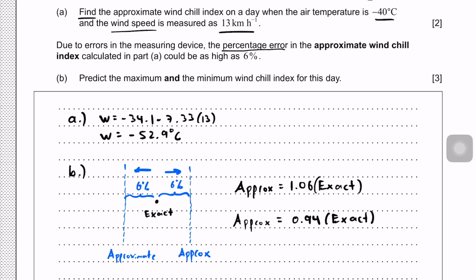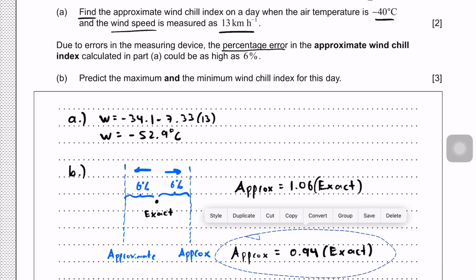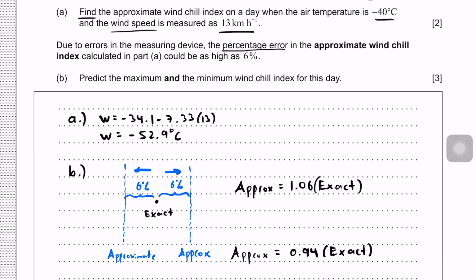And so what can we do? I guess we could give these variables. We could call this A and E. The approximate value equals 1.06 times the exact, if it's 6% higher, or it could be 6% lower, only 94% of what the exact is. And we know what the approximate value is, so let's fill this in a little more. I'm going to move this down here. That's okay. Let's fill this in. We know our approximate value was negative 52.9, and this is 1.06, and this is our exact. I guess we could give this a variable. Let's just call it e, I suppose.